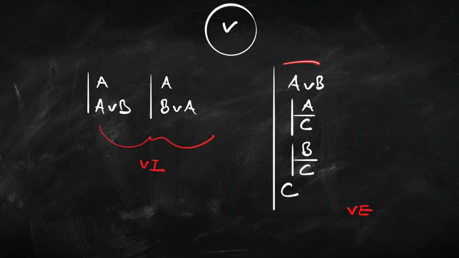Okay, so let's go through it again because it's a bit more complicated. If we start off with A or B, what we do is assume A, derive C, and then independently assume B and derive that same thing, C. The C here and the C here have to be the same. If we can do that, then we can say that C on its own follows from A or B.